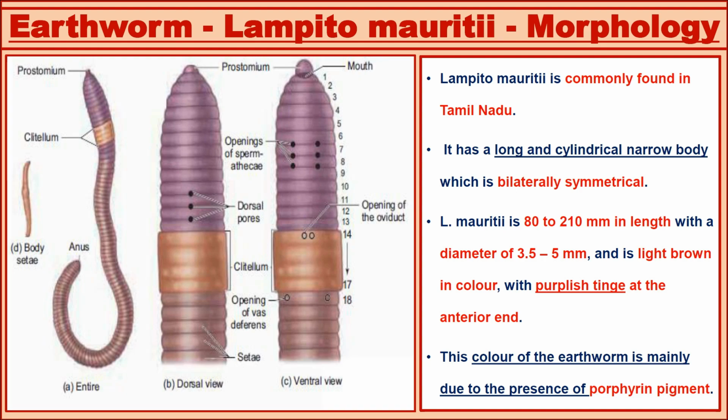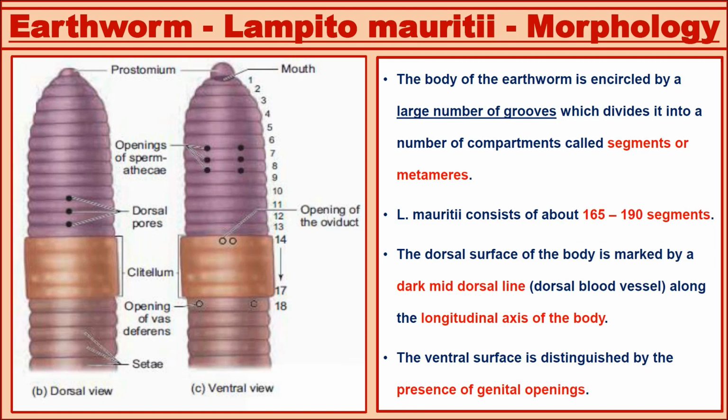The body is segmented and it is encircled by a large number of grooves, and these grooves divide the body into a number of compartments which are called segments or metameres. The number of segments ranges from 165 to 190. The body surface is marked by the mid-dorsal line.